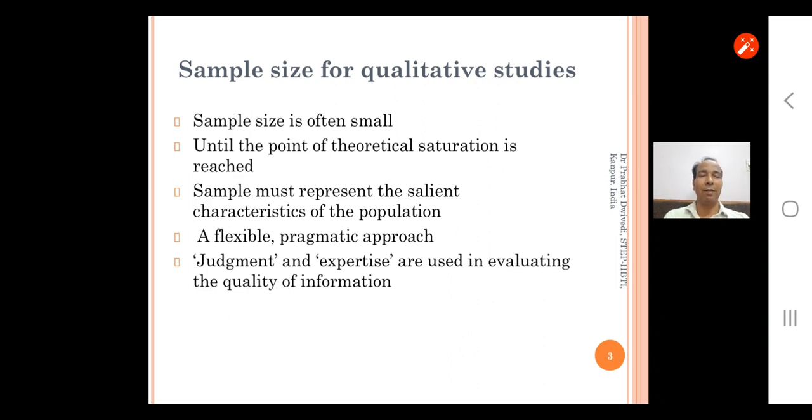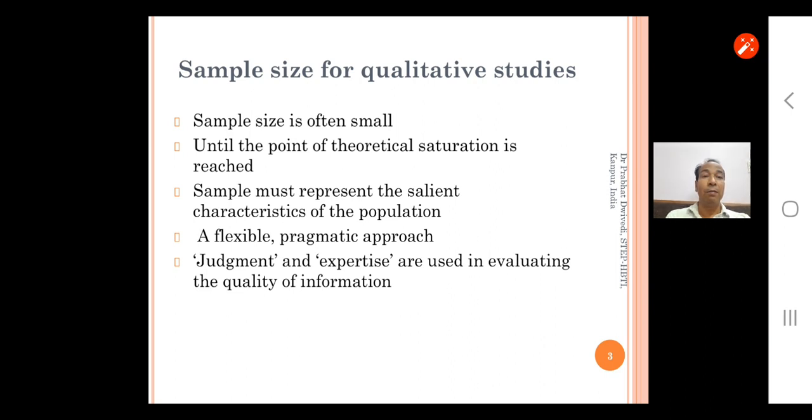Theoretical saturation. Every researcher has to know what the theoretical saturation point is in his or her study. Theoretical saturation means how many respondents have provided how much content about a particular variable or factor, by which a researcher can justify that this much is sufficient, this much is enough to make this statement.